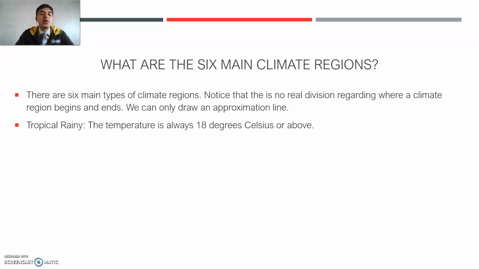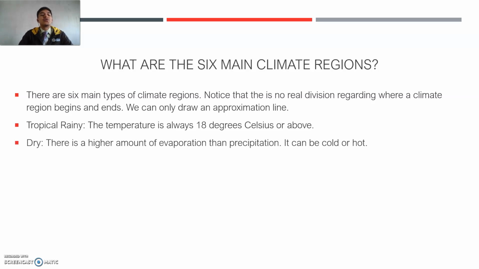The temperature is always 18 degrees Celsius or above, which means that it is mostly a warm region that is around 18 degrees Celsius, or in some cases it can be even hotter than that. We also have a dry type of climate, and there is a higher amount of evaporation than precipitation. It can be cold or hot.